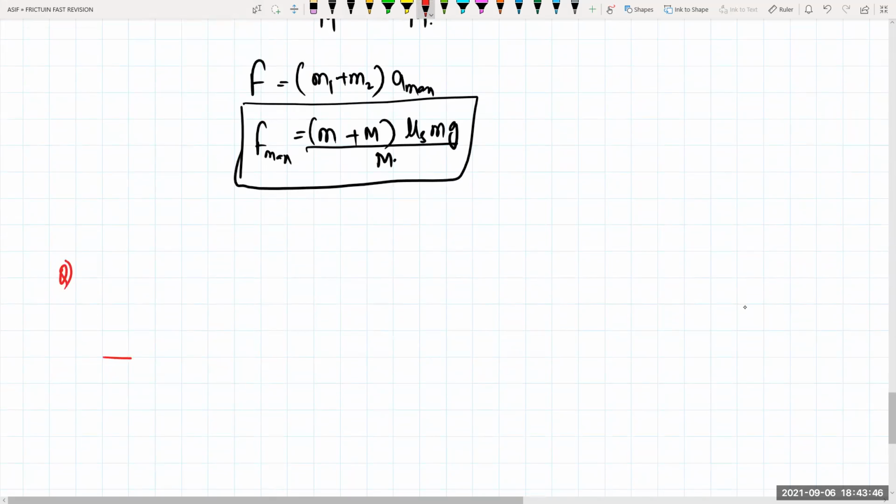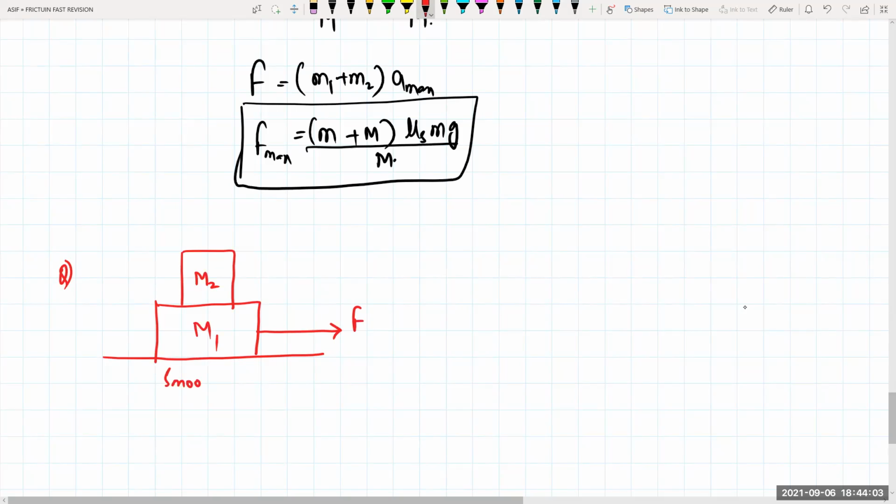Like this is your horizontal surface. Here there is a block, say for example capital M1. And on this one there is another block of mass capital M2. Now I'm applying the force on the lower block. Okay, is that clear? Again a smooth surface.